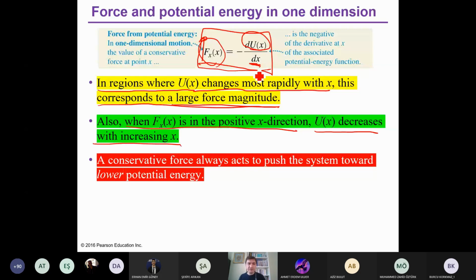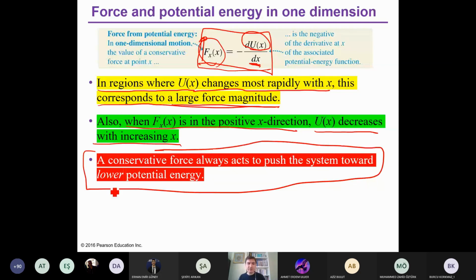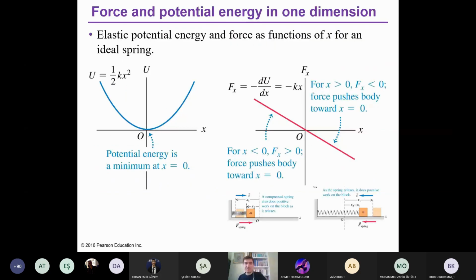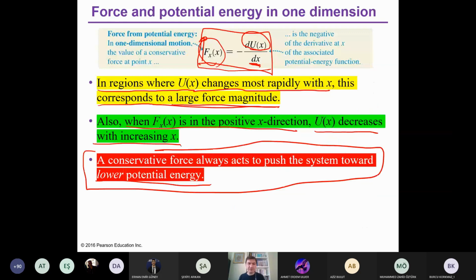A conservative force always acts to push the system toward the lower potential energy. Let me discuss these conditions in the examples in the forthcoming transparencies. So don't forget this one. A conservative force always acts to push the system toward the lower potential energy.